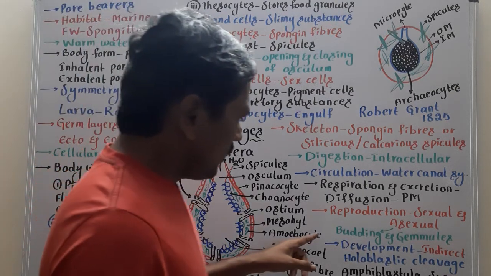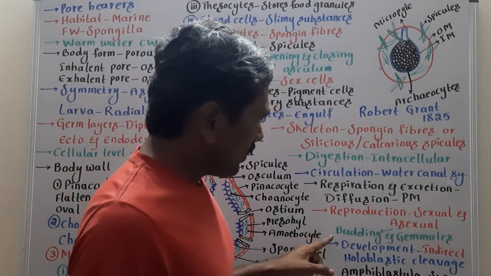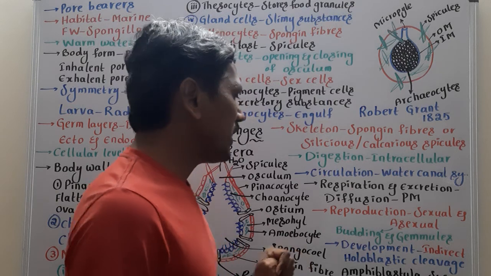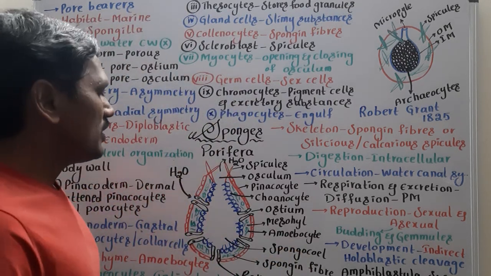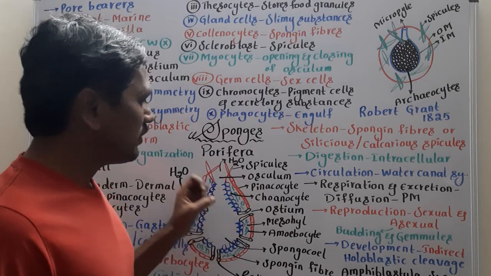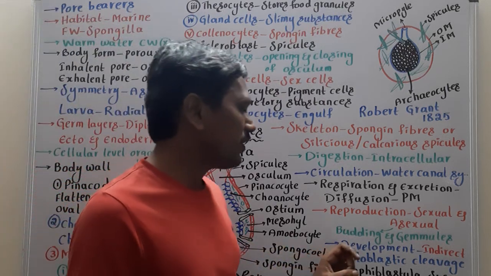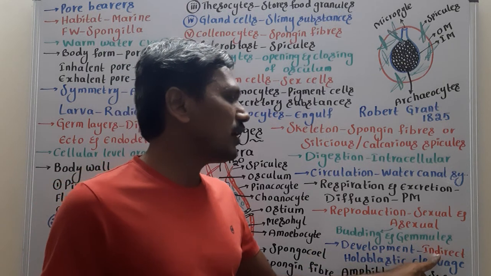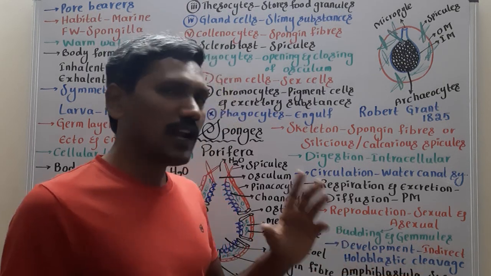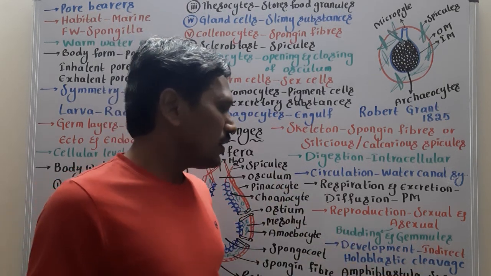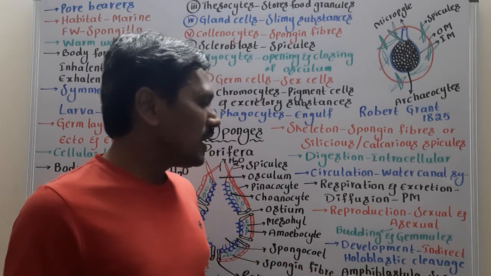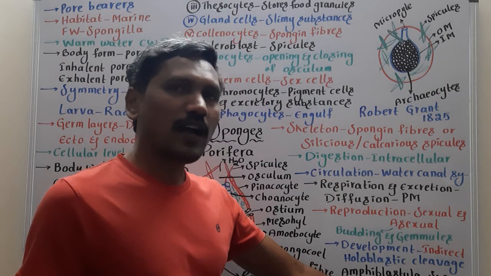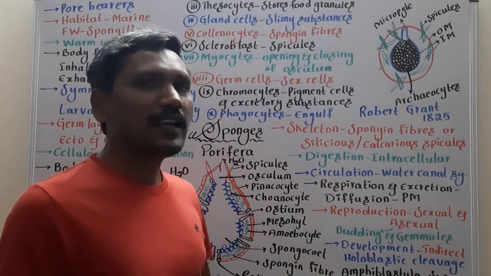And then coming to sexual reproduction. Sponges are hermaphrodites, meaning the male and female gametes are present in one organism. The development is indirect development, because in their life cycle there are larvae. For example, Sycon has an amphiblastula larva, and Leucosolenia has a parenchymula larva.